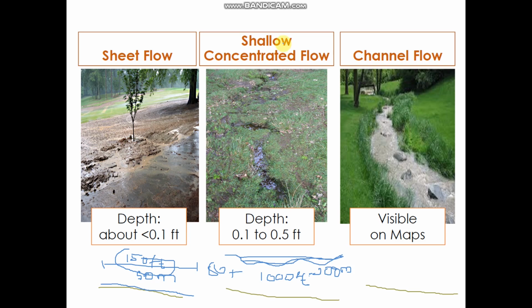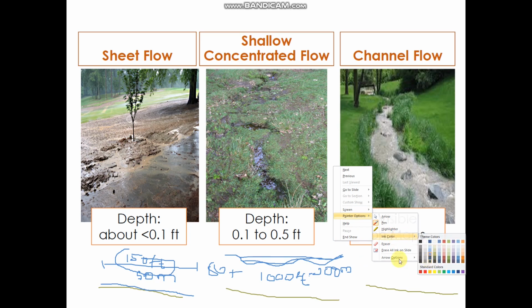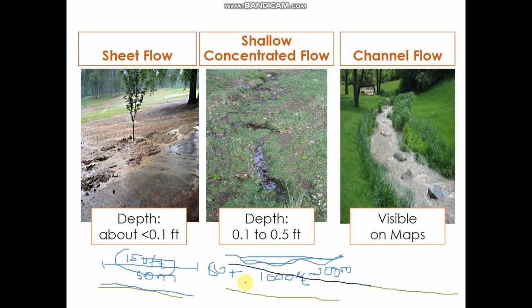And regarding its depth, as I mentioned earlier, it is up to 0.5 feet. Okay, 0.5 feet. If I can use a different ink for it, yeah. So this is a water surface profile of a shallow concentrated flow, where the depth is much higher than the sheet flow. Sheet flow is less than 0.1, but for shallow concentrated flow it is up to 0.5 feet or 15 centimeter.